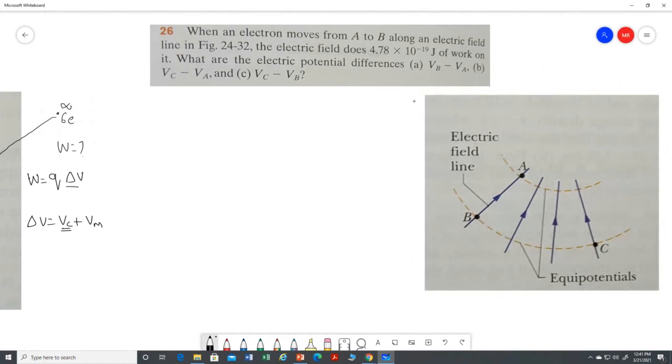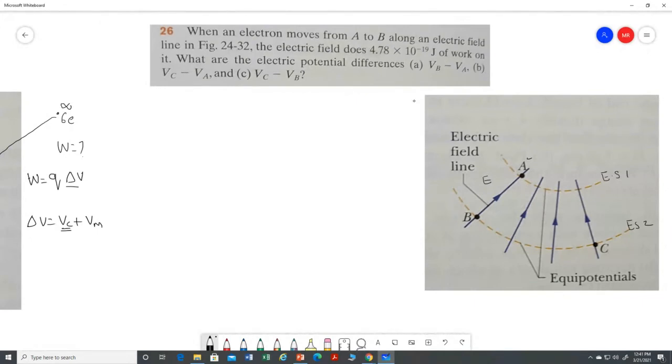When an electron moves from A to B, my dear, first of all, please see the diagram. You can see I have the orange color dotted lines. That means I have two equipotential surfaces. This is my equipotential surface 1. This is my equipotential surface 2. Understand? And then I have blue color lines, and all these lines are my electric field lines. Now I took 3 points. 1 point from equipotential surface 1, that is A, and I took 2 points on equipotential surface 2, which are B and C.